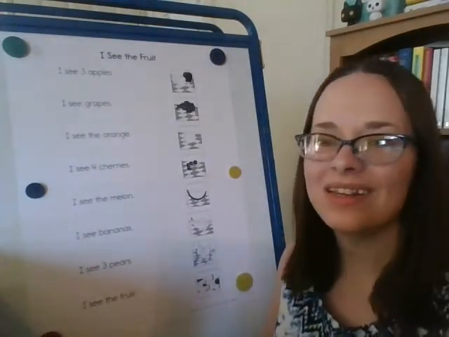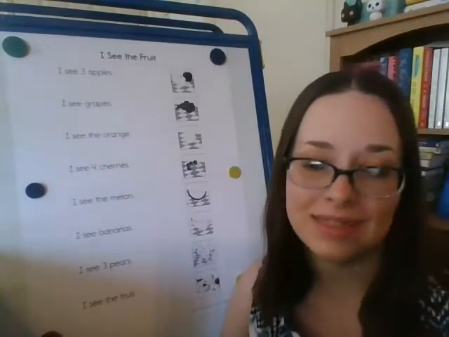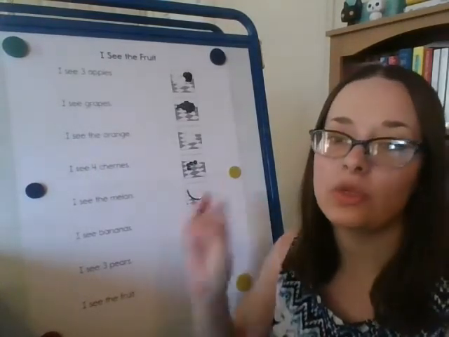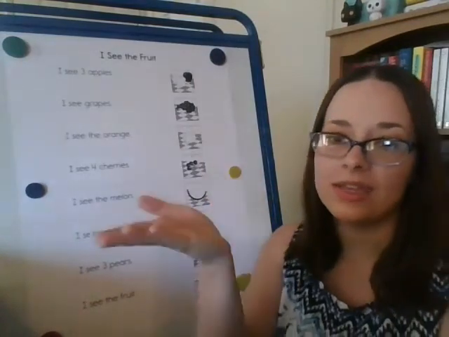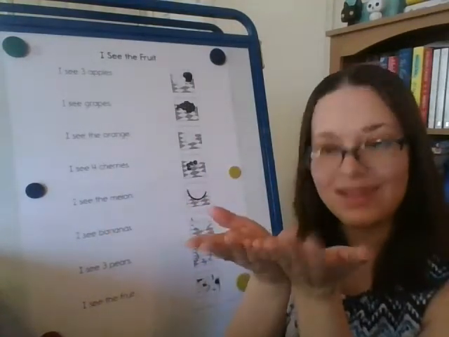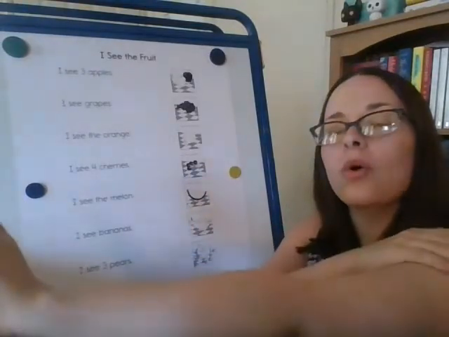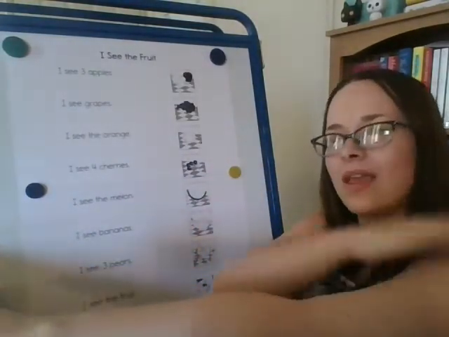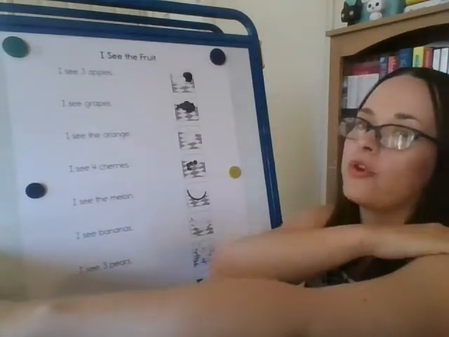Good job reading. Now we're going to go to blending and segmenting words into syllables. Instead of 2 syllables, we are blending into 3 syllables today. So instead of using our hands, we are going to be using our whole arm. We need your wrist, your elbow, and your shoulder. So first syllable, second syllable, third syllable.